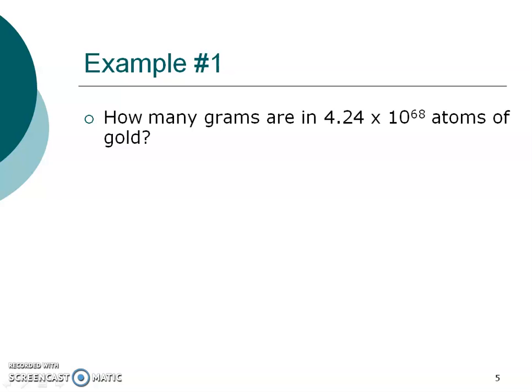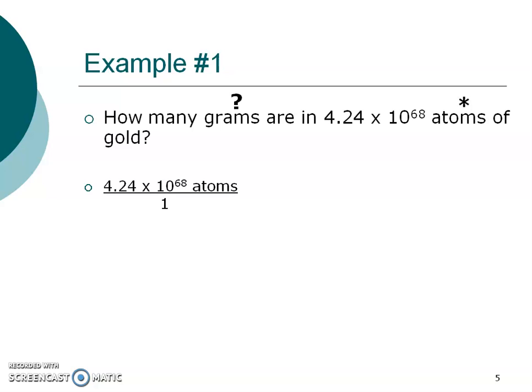So example 1: how many grams are in 4.24 times 10 to the 68 atoms of gold? My first thought is I want grams. That's my question mark. Now, where am I going to start, however? Well, I look at my number and the unit right after it tells me that I'm going to start at particles. So in my head, I'm going to go from particles to moles to grams. That's why it's a two-step process.